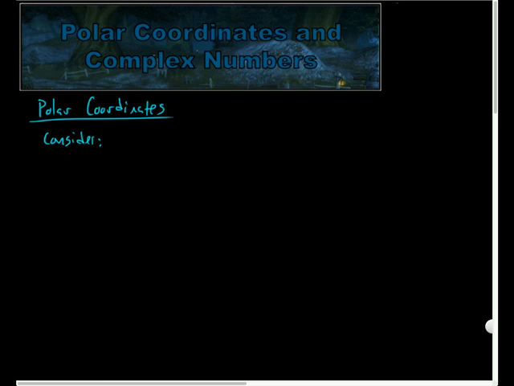Cartesian coordinates problem. So if I want to plot the point, say, (3, 4) on the Cartesian coordinate system, what we would do is move 3 in the x direction, because that was the x coordinate, and then move 4 in the y direction, and plot our point. So over 3, up 4, and there would be our point, (3, 4).